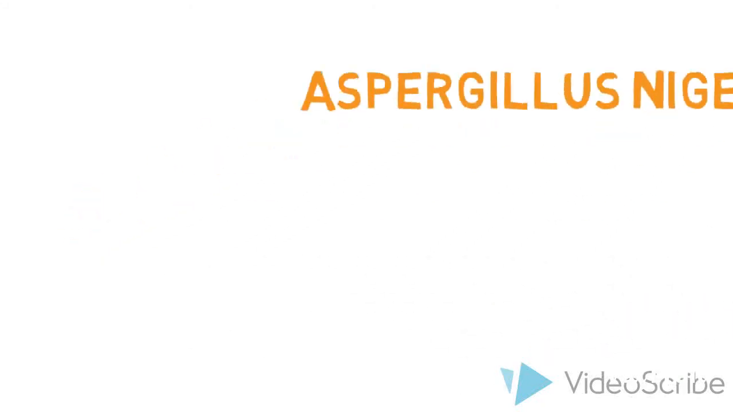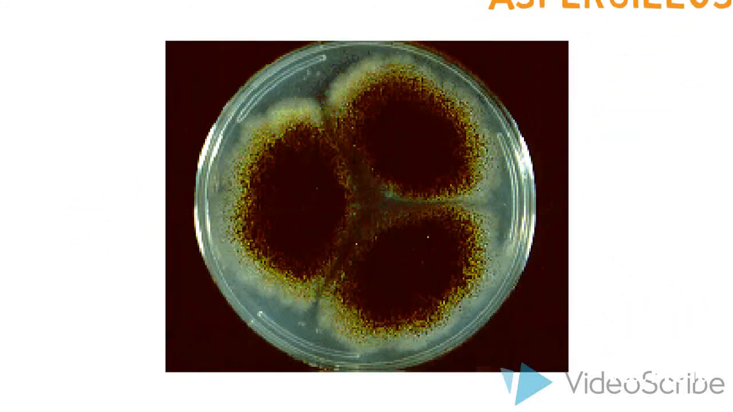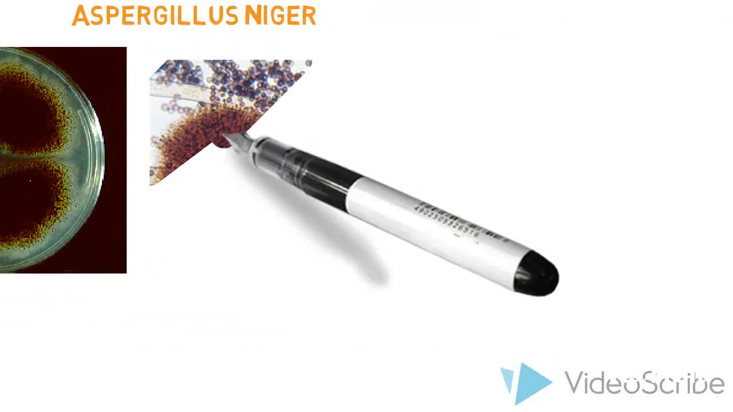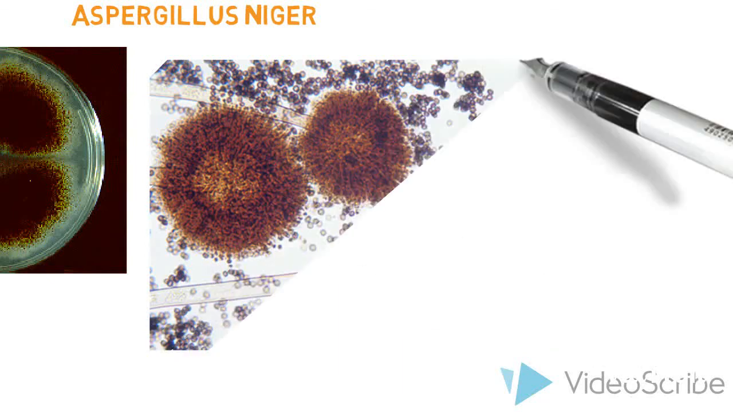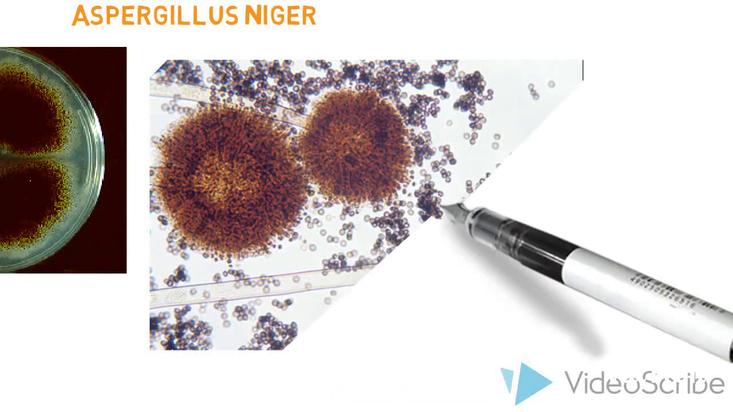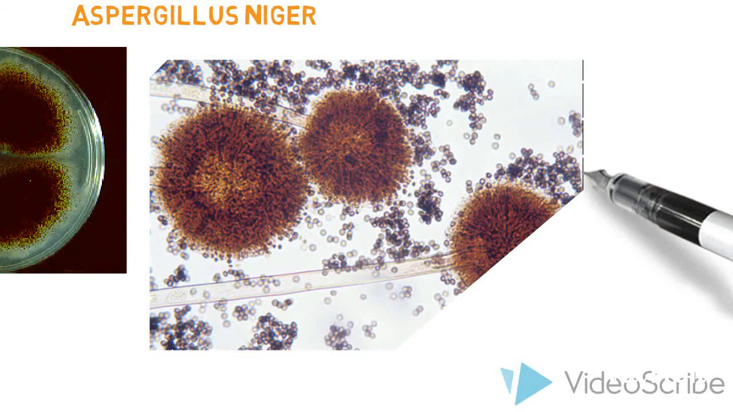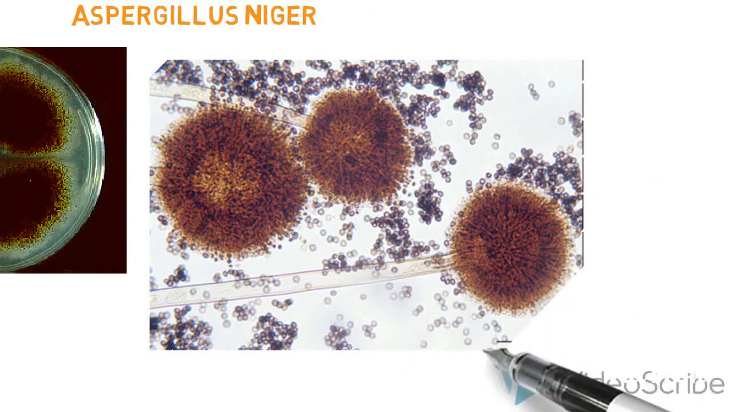Aspergillus niger. On Czapek-Dox agar, colonies consist of a compact white and yellow basal felt covered by a dense layer of dark brown conidial heads. Microscopically, conidial heads are large, up to 3 mm by 15 micrometers in diameter, globose, dark brown, and become radiate. Conidial heads are biseriate with phialides borne on metulae.